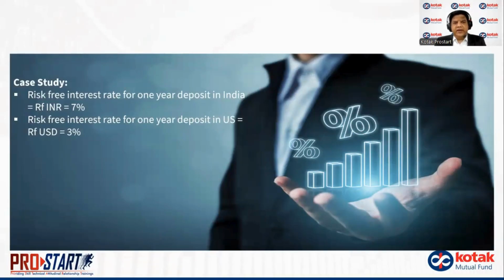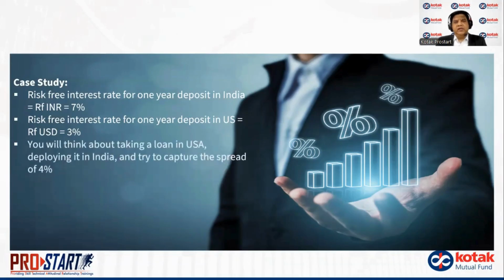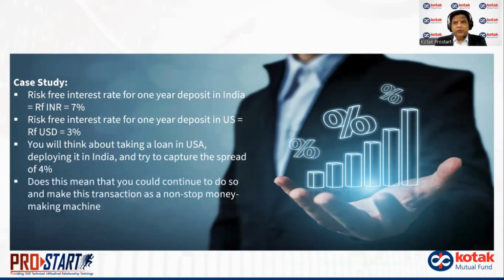Let's say the risk-free rate in India for a one-year deposit is 7%, denoted by RF-INR. The risk-free rate for a one-year deposit in the US is 3%, represented by RF-USD. So you'll think about taking a loan in the US, deploying the money in India and capturing the spread of 4%. Does this mean you could continue to do this indefinitely, making the transaction a non-stop money-making machine? Not really. Such arbitrages do not exist for a long time.